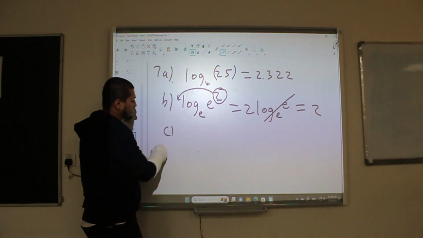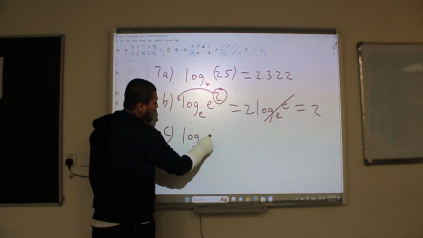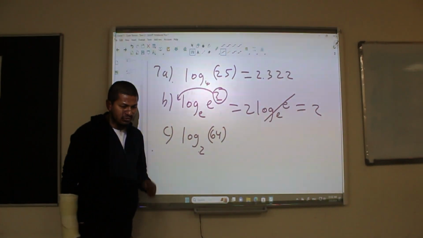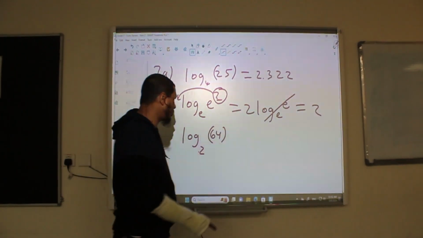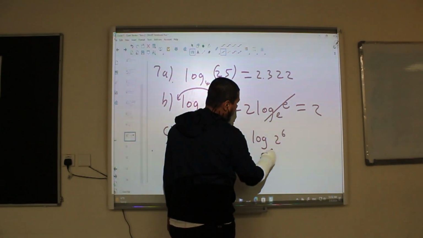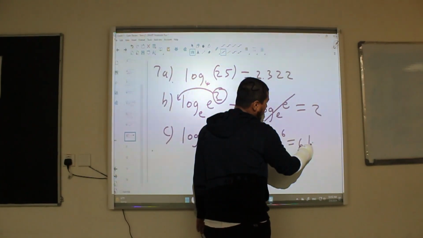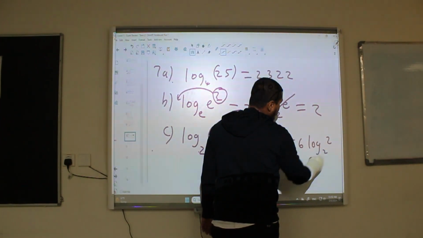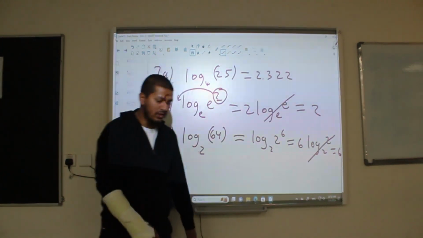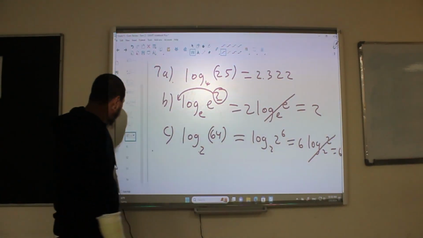And the last problem, which is C, is log 64 base 2. You can type it on the calculator, but because I know that 64 can be written in terms of base 2 as 2 to the power 6, I can bring the 6 to the front and do the same thing. So 6 log 2 base 2, and that will give me an answer of 6 because log 2 base 2 cancels out, it becomes 1. We can also just type it on the calculator as is.